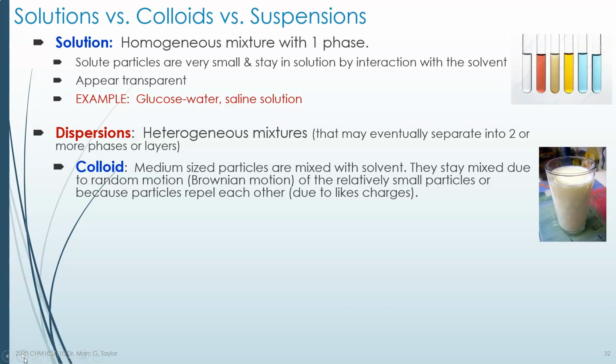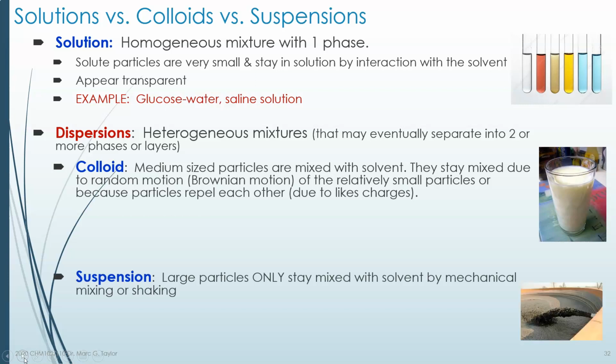And they tend to stay mixed because of random motion of the relatively small particles, what's called Brownian motion, named after a scientist whose name is Brown. They're bouncing off of each other, and they may even be repelled by each other due to similar charges. So negatively charged particles will bounce off other negatively charged particles because they have like charges, and they will repel one another. If you have enough of this random motion, the particles will stay mixed, but they're not a true solution.